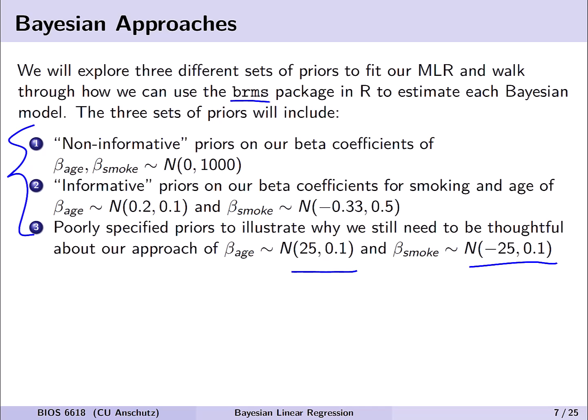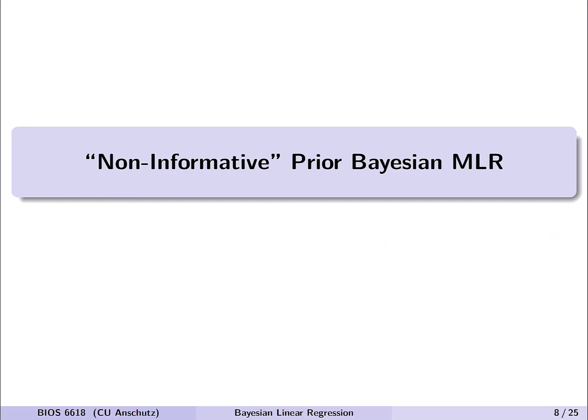And also we can't have a difference of 25 for smokers if we don't even have that range in our values. But in the next slides, we'll walk through each of these examples and see how the differences do or don't appear in our posterior of our Bayesian inference. So let's start with that non-informative prior for a Bayesian multiple linear regression, MLR.